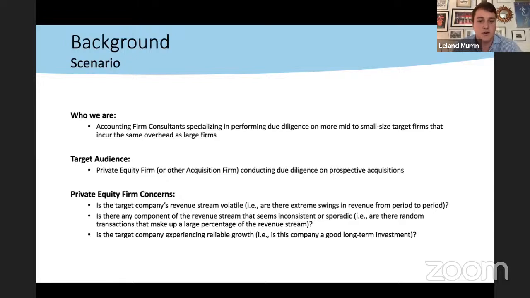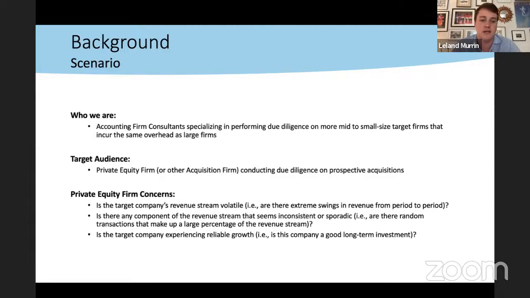For the specific scenario here on the data set that was provided, I'm an accounting firm consultant that specializes in due diligence on more mid to small size firms, like I was mentioning, that currently incur the same overhead as large firms, but are looking to reduce that overhead. The target audience would be a private equity firm.